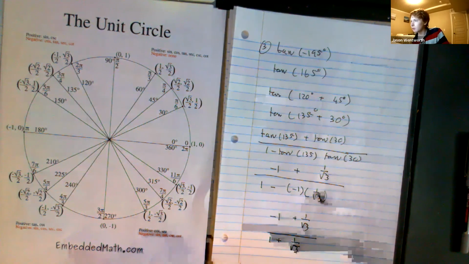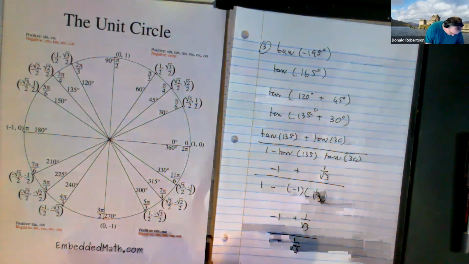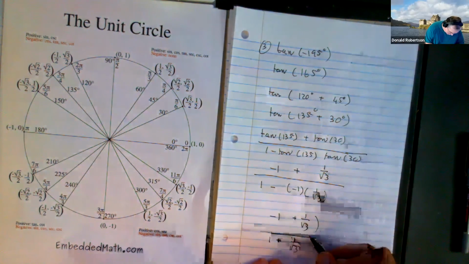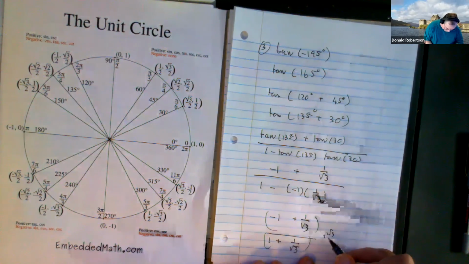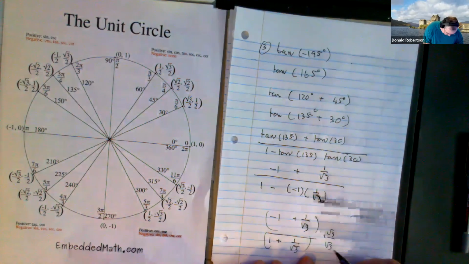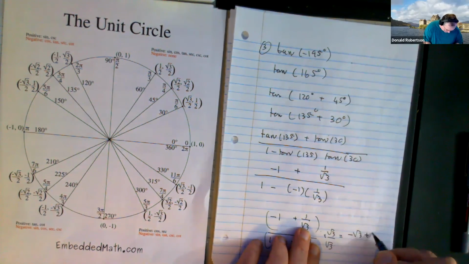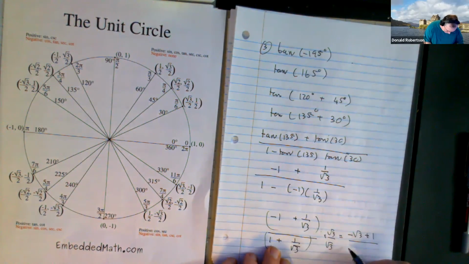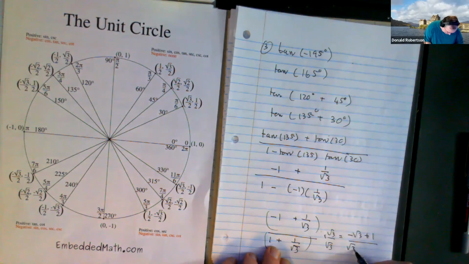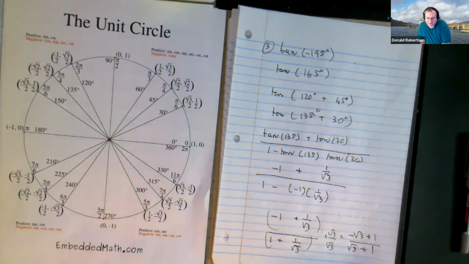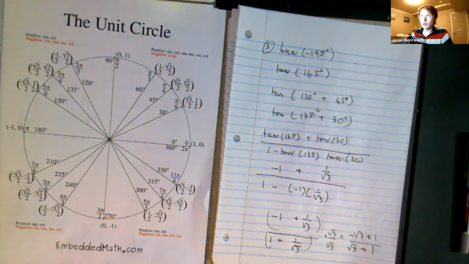Yeah, I think so. Okay, so I'm going to make it look pretty by multiplying by the special version of 1, 1/√3. So what that gets me is -√3 plus 1 on the top, and it gets me positive root 3 plus 1 on the other side, and that's the answer. Okay. Yes.